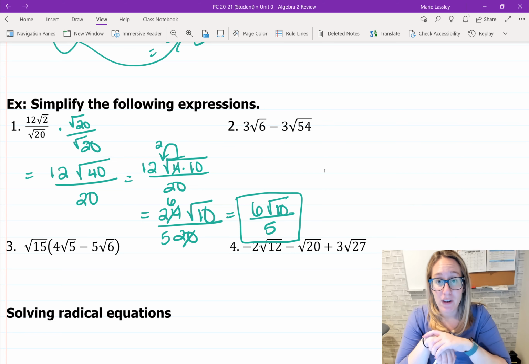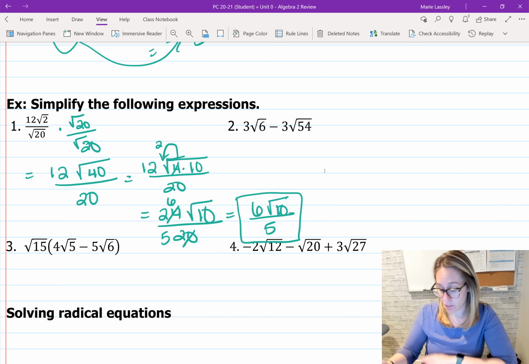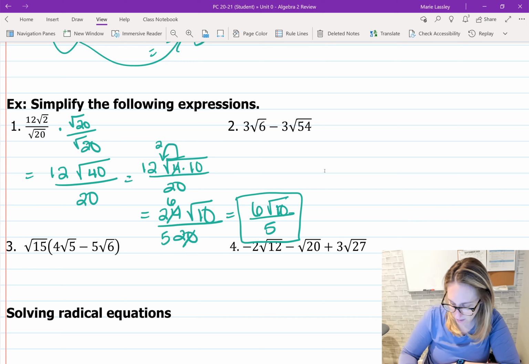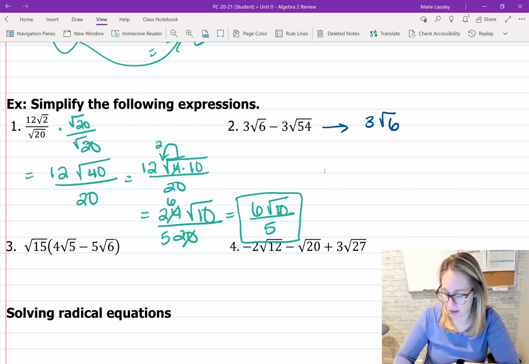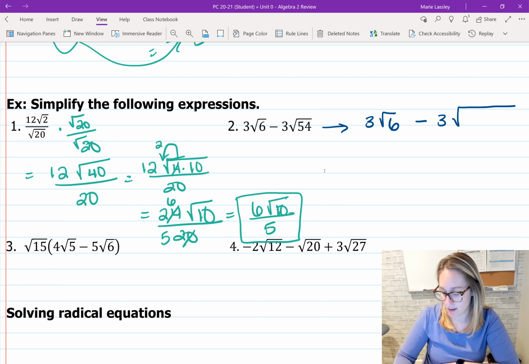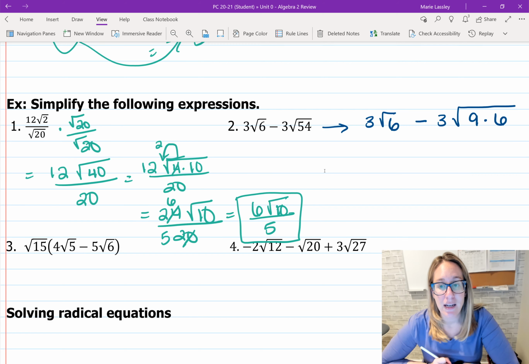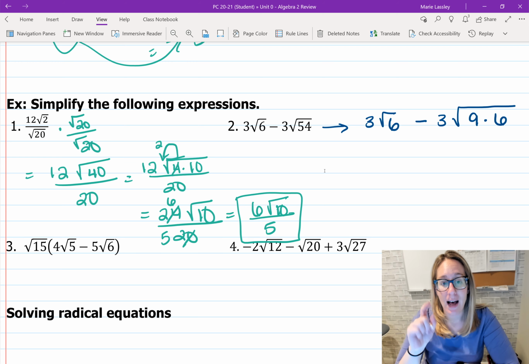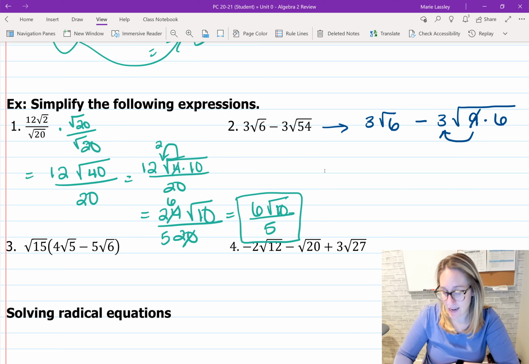So the square root of 54 can be rewritten as... let's go this way a little bit. So 3 square root of 6, remember we said that can't be simplified, minus 3 square root of 54. And 54 can be rewritten as 9 times 6. That's helpful because 9 is a perfect square. So just like in that first example, I had 4 times 10, 4 was a perfect square, so I could take out a 2. Well here, 9 is a perfect square. I can take out a 3, right? Because the square root of 9 is 3.